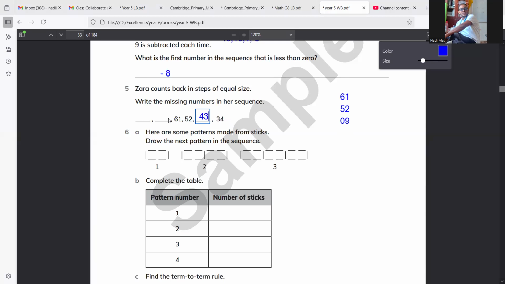If we would like to find the number before the 61, we need to add 9 to the 61 to find the number before 61, which is equal to 70. And this number, we also add 9 to 70 to find the number before the 70, which is 79.